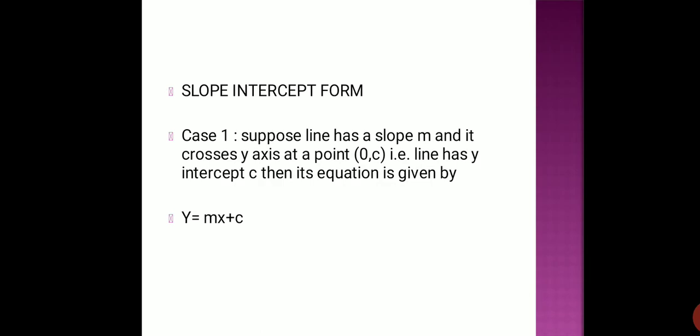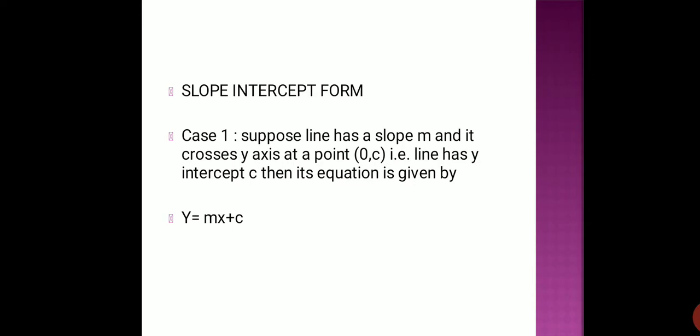The next form is slope-intercept form. As the name suggests again, slope-intercept. These two quantities must be given for the line whose equation is to be found, slope and intercept. So there are two cases. Let's see case 1. Suppose line has a slope m and it crosses y-axis at a point 0, c.